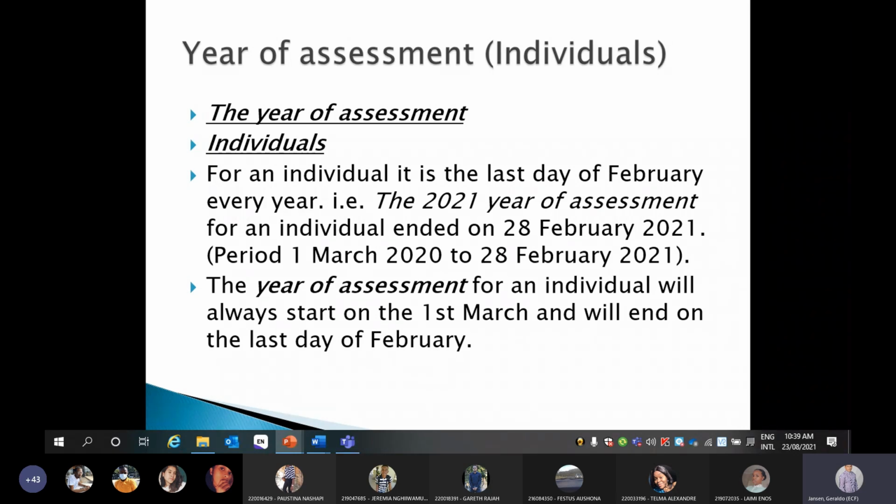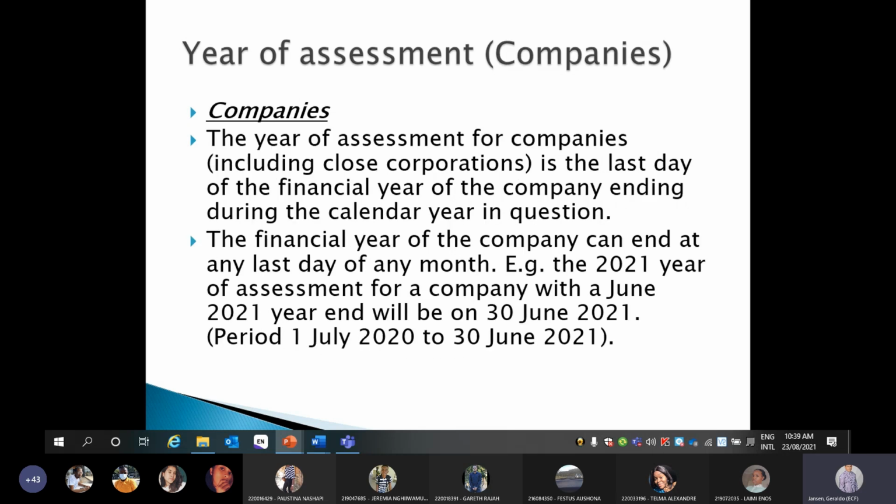Okay, so for an individual, we said the year of assessment starts every year on the 1st of March and it ends on the last day of February. Guys, this word here, last day of February, is very important. If you write 28 February or 29 February, I might mark you wrong because it's the last day of February. That is for an individual.